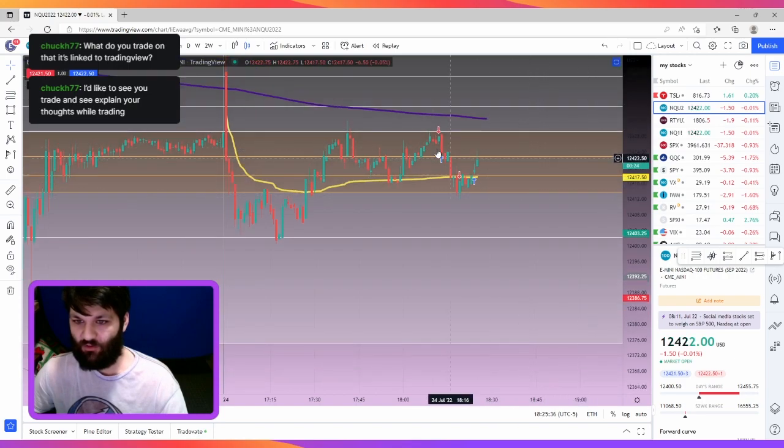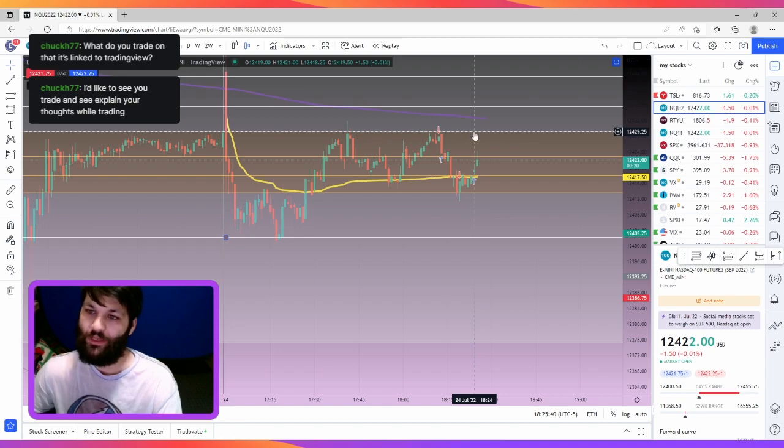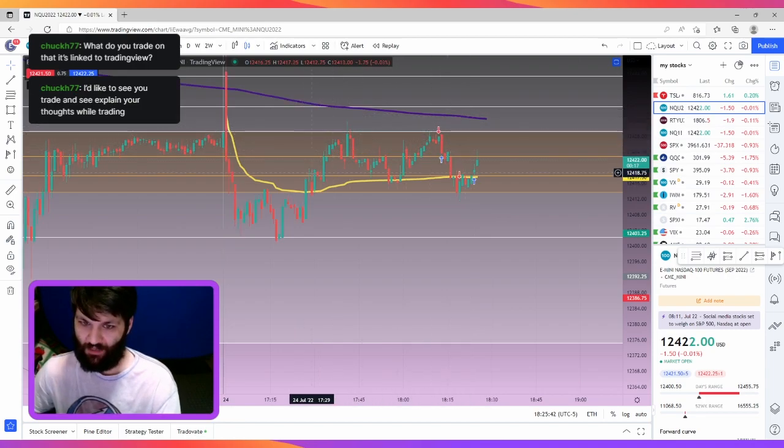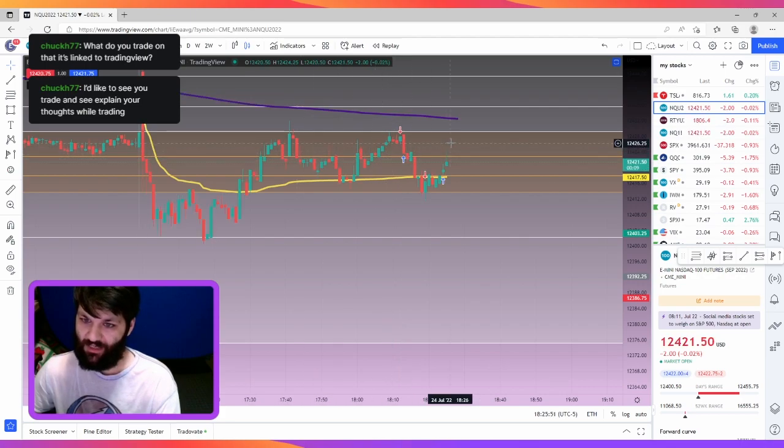So another thing that you should be aware of is the more times that you test a spot or an area, the weaker it becomes. So in this example, we tested this once, broke down. We tested it twice, broke down. If we test it this third time and break down, this will probably be the big drop. It'll probably be a really big drop, like how this happened, or even bigger down to here.